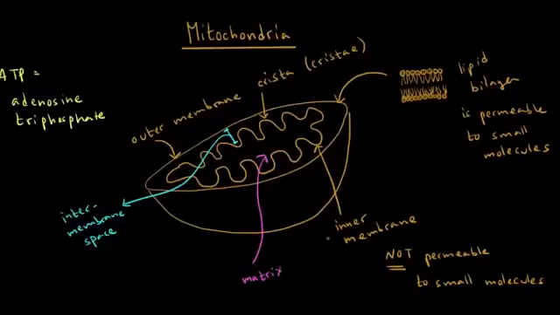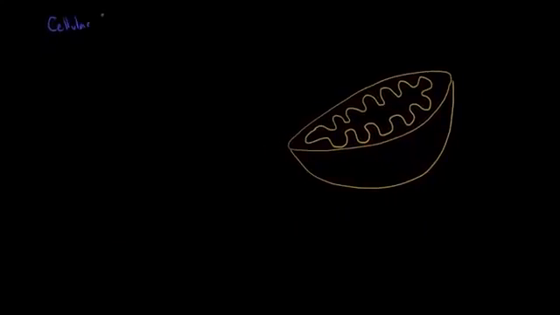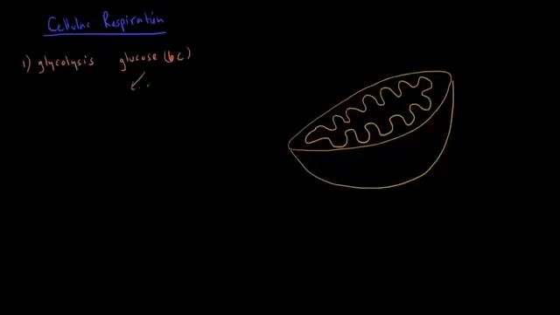Now that we've discussed the structure of mitochondria, let's see how that relates to cellular respiration. Let's go through the steps of cellular respiration, which is the process by which we make ATP, and then see how it relates to the mitochondria. The first step of cellular respiration is glycolysis. During glycolysis, the molecule glucose, which is a 6-carbon molecule, gets split into 2 molecules of pyruvate. Pyruvate is a 3-carbon molecule.